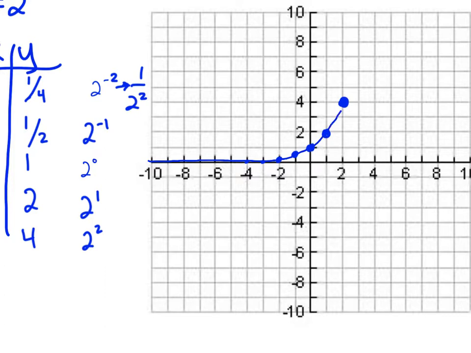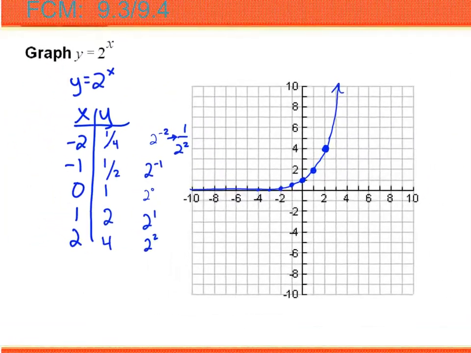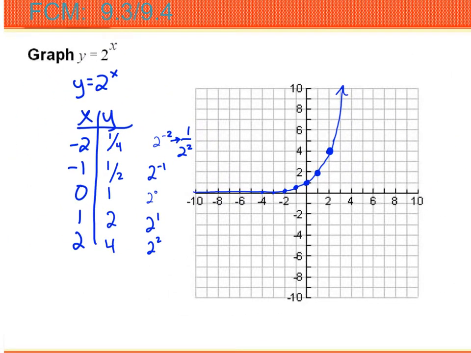And then on the right side, this side just keeps doubling. So we're going up really fast. So this is an exponential equation. Called exponential because x is in the exponent spot. Crazy how that works.